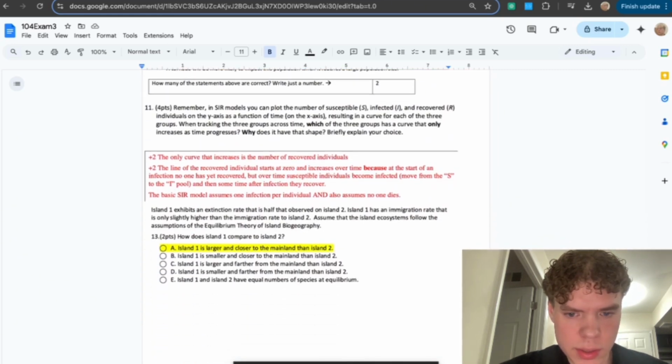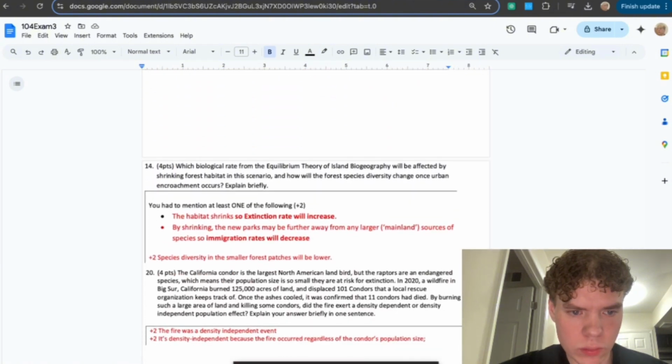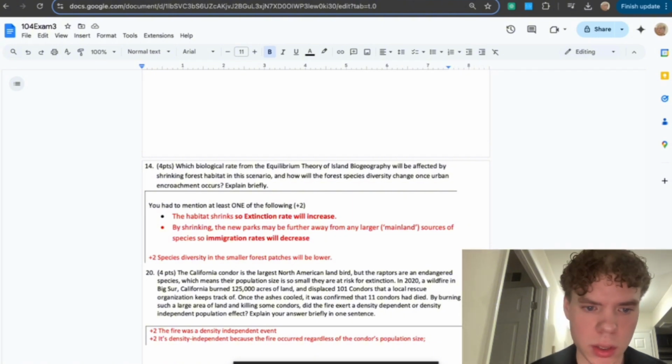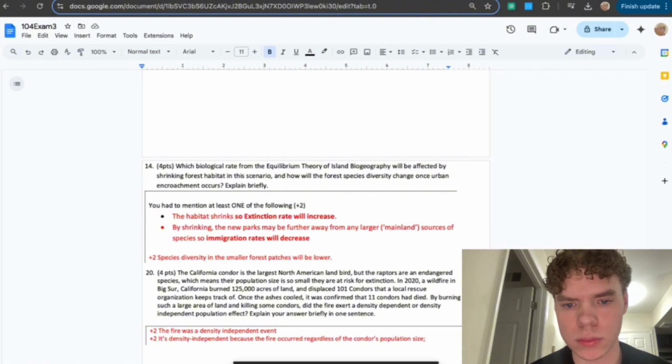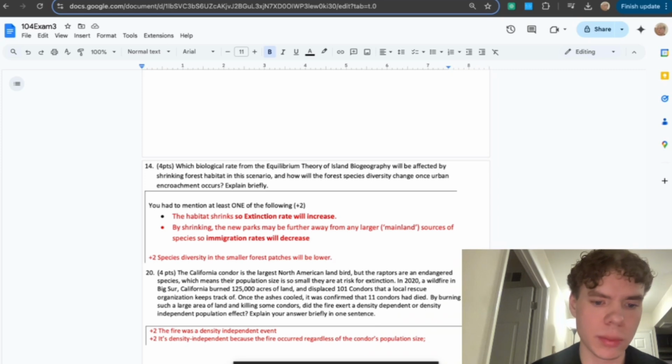Practice questions. Which biological rate from the equilibrium theory of island biogeography will be affected by shrinking forest habitats? So when a habitat shrinks, the extinction rate will increase. And by shrinking, it will become further away from the larger mainland, so the immigration rate will decrease. Pretty straightforward.